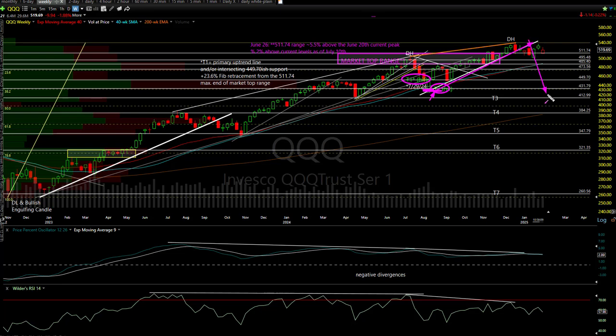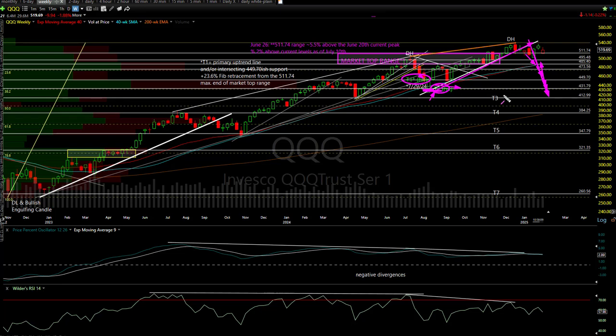And so we go down. We already hit T1 and T2, so I don't expect a lot. Doesn't mean we can't have a reaction or a bounce. Doesn't mean that we can't go back to T2 and then new highs. To me, what it means is the odds say we're probably going to go down.